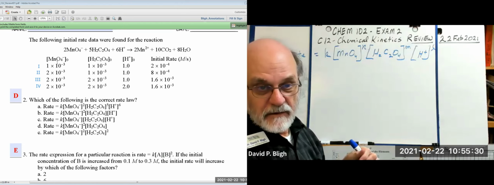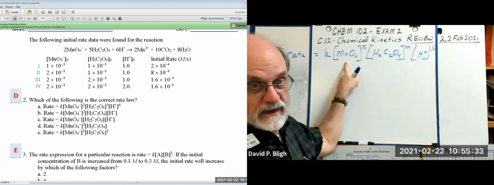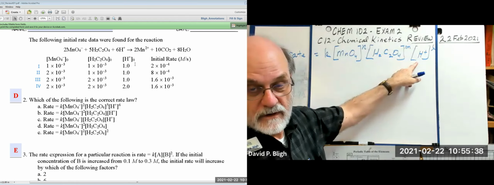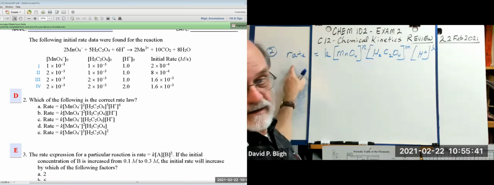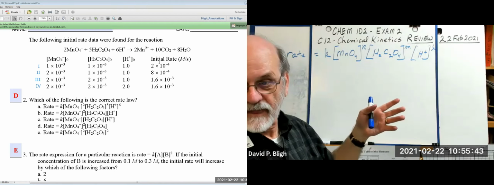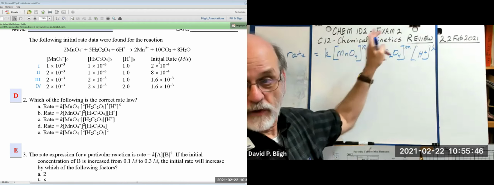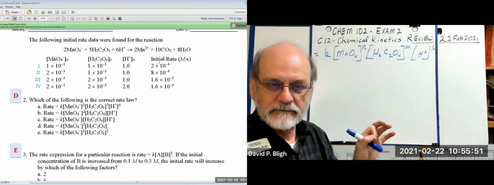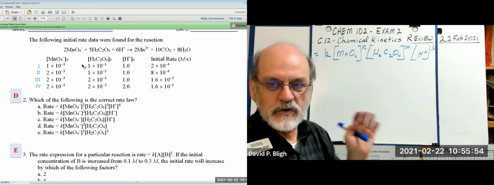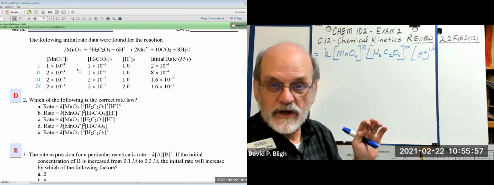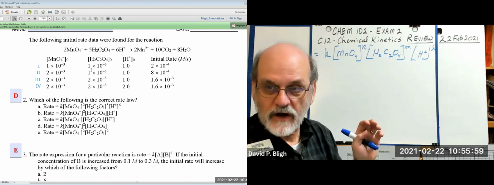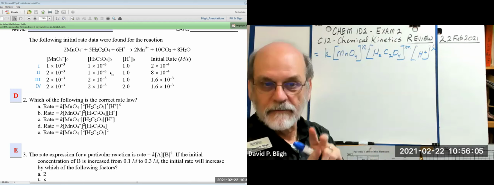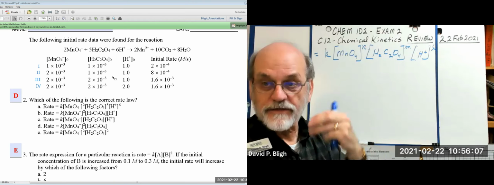If we plug in this value for MnO4 and this value for oxalic acid and this value for H2 and this rate over here, then what's left? Well, the rate constant and the orders are left undetermined. So what we want to do is pick 2 equations in which the concentrations of components don't vary for 2 of them. In this case, 2, because we have 3. Hold 2 of them constant and let the third one vary.